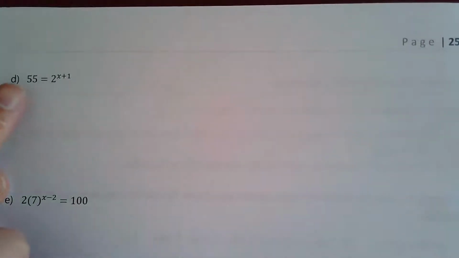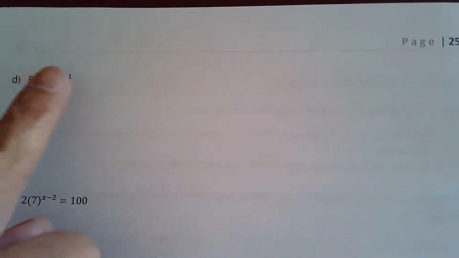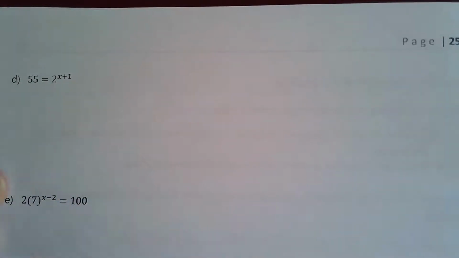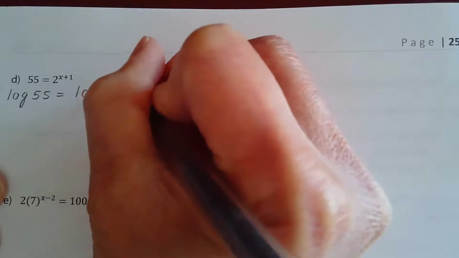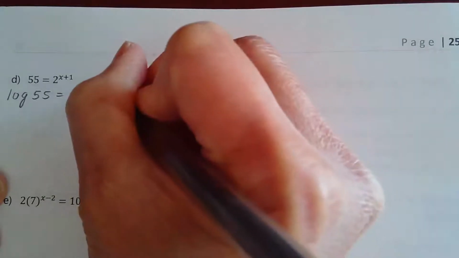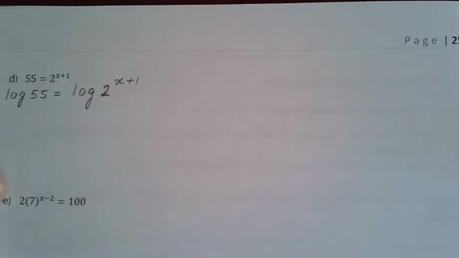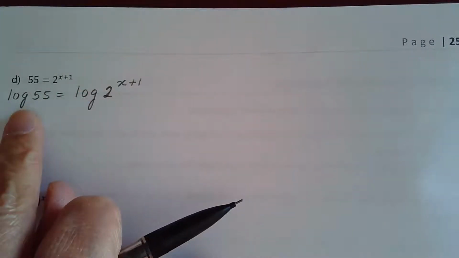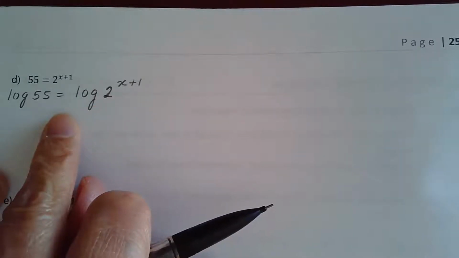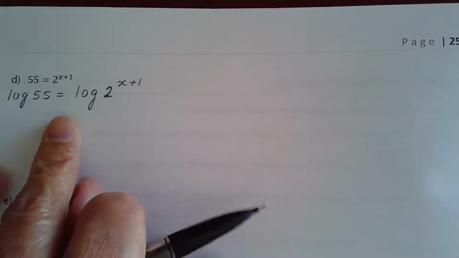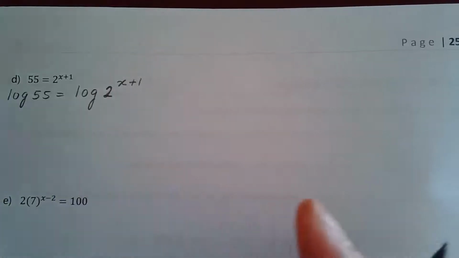Okay, so what we're going to do is we're going to take the logarithm of each side of the equation. So we're going to say this is going to be log of 55 equals log of 2 to the exponent x plus 1. Okay, now that we've taken the logarithm of each side of the equation, we can apply the logarithm rules or logarithm laws.